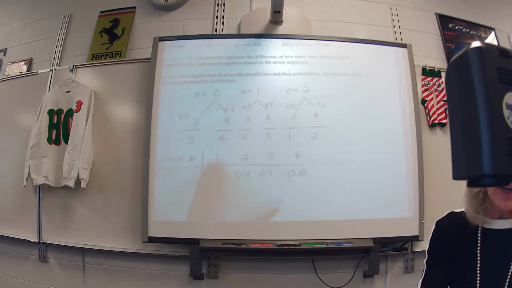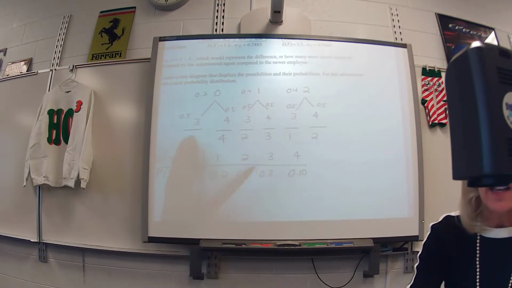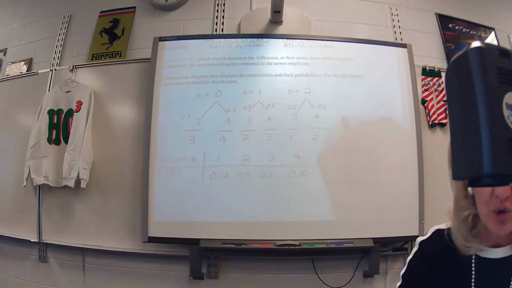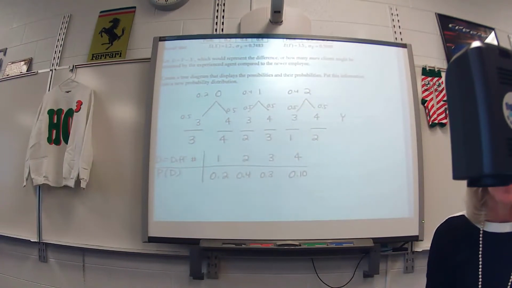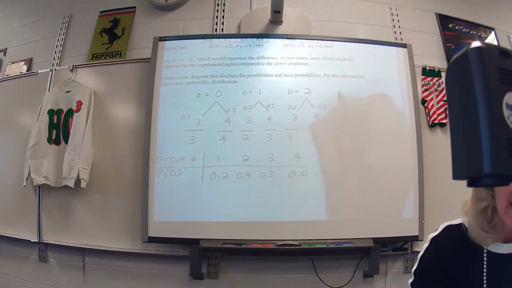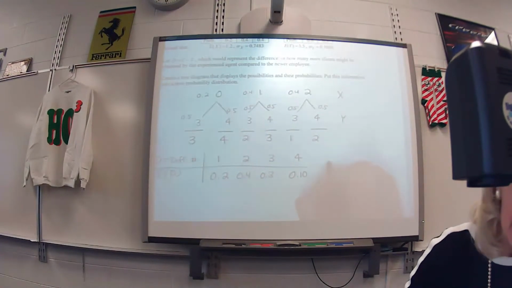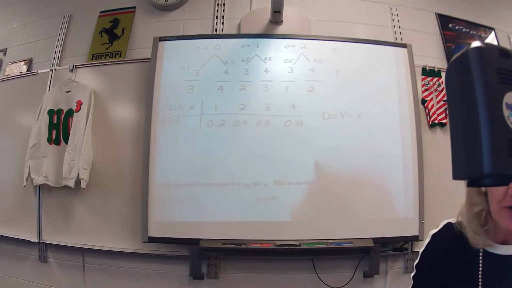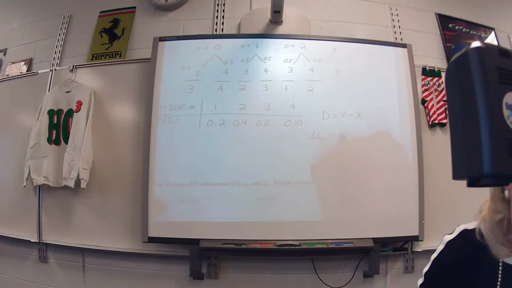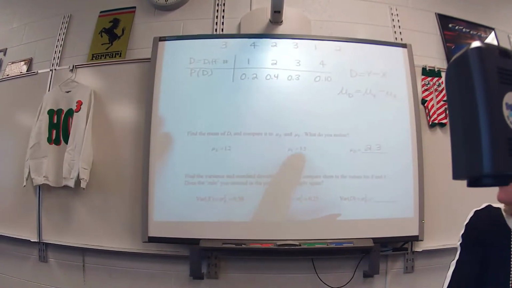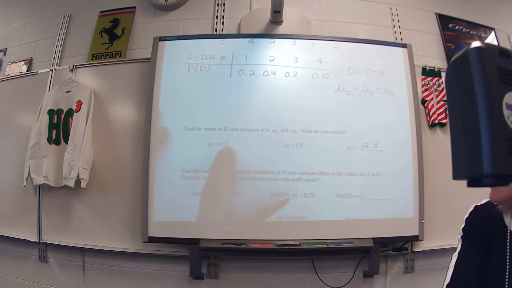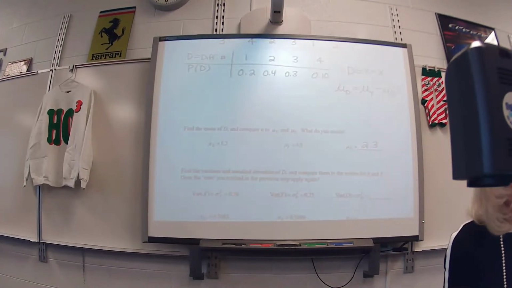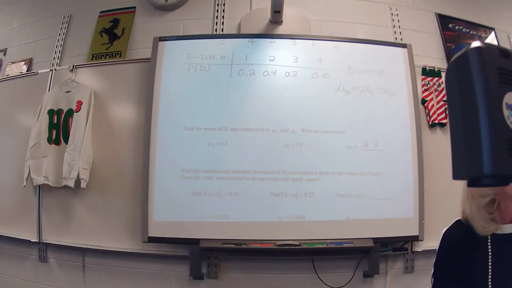Okay, I created these numbers by taking the more experienced guy who was Y, and I subtracted the new guy who was X. So I created D by doing Y minus X. And Andrew is right. The mu for D really does equal the mu for Y minus the mu for X. It works here. 3.5 minus 1.2 gives me that 2.3. It works. Doesn't work for the variance.